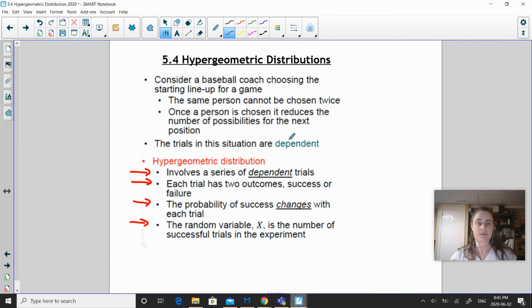So in case you didn't notice, a hypergeometric distribution involves a series of dependent trials because what is chosen in the first round affects the next outcome, the next person you choose to put on the committee. We still have 2 outcomes, either success or failure, and the probability of success changes with each trial. And the random variable X is the number of successful trials that you want in the experiment. That is always the X.